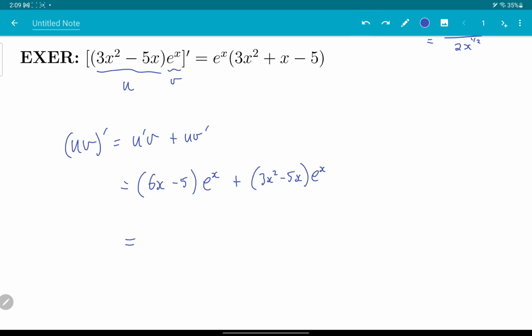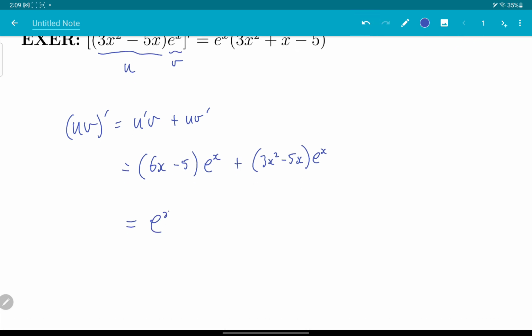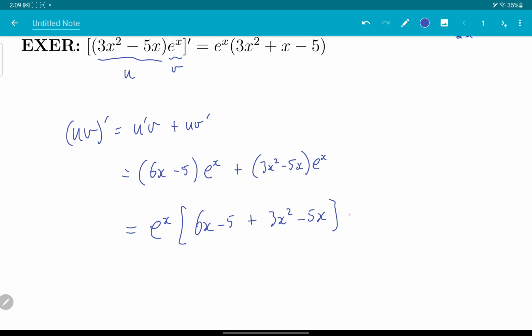E to the x is a common factor. I should move it out and get 6x minus 5 plus 3x squared minus 5x. And if everything went well, I'll get the answer from up top. Yeah, good. Plus x minus 5. All right, there's the answer.